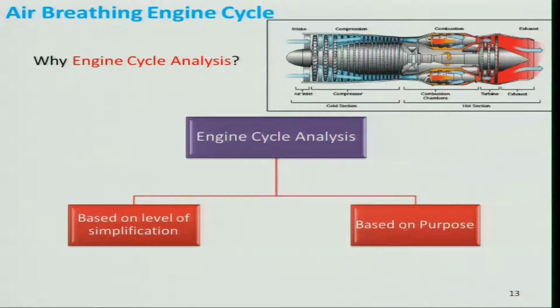What is our objective? Why will we do this analysis? Based on that, we can divide the engine cycle analysis. What we will be looking at is ideal cycle analysis, where we will make all those assumptions I mentioned just now: that air is passing through and you are adding some heat. There is no real combustion taking place, but you are adding heat, which you did earlier for your ideal cycle in your thermodynamics course.